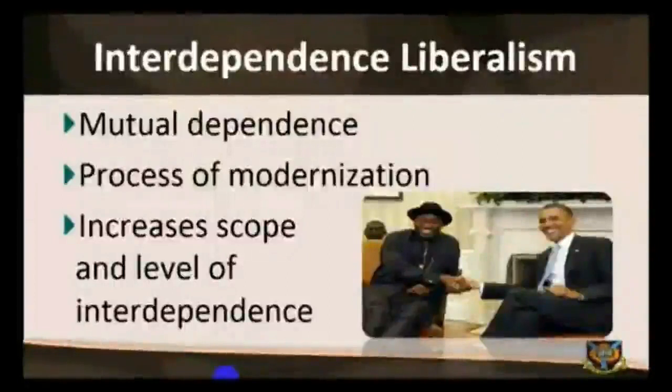We can summarize the assumptions of the interdependence liberals as follows. Modernization increases the level and scope of interdependence between states. Under complex interdependence, transnational actors are increasingly important. To them, military force is a less useful instrument, and welfare, rather than security, is becoming the primary goal and concern of states. That means a world of more cooperative international relations.